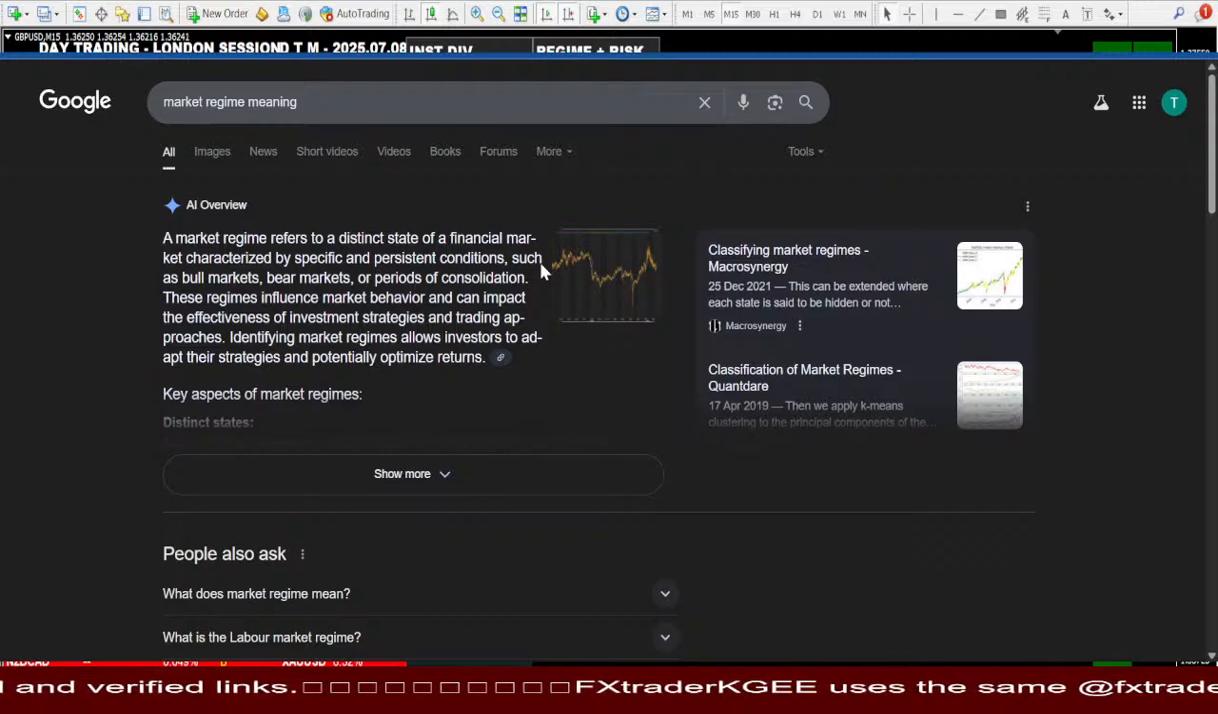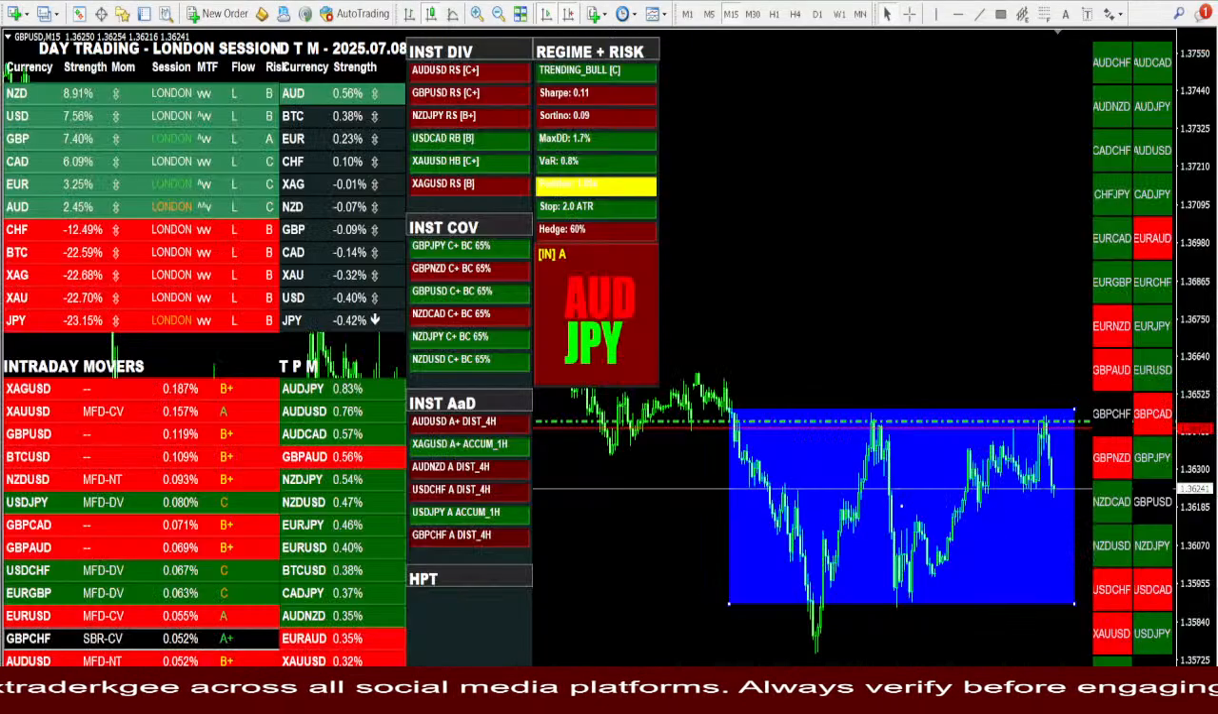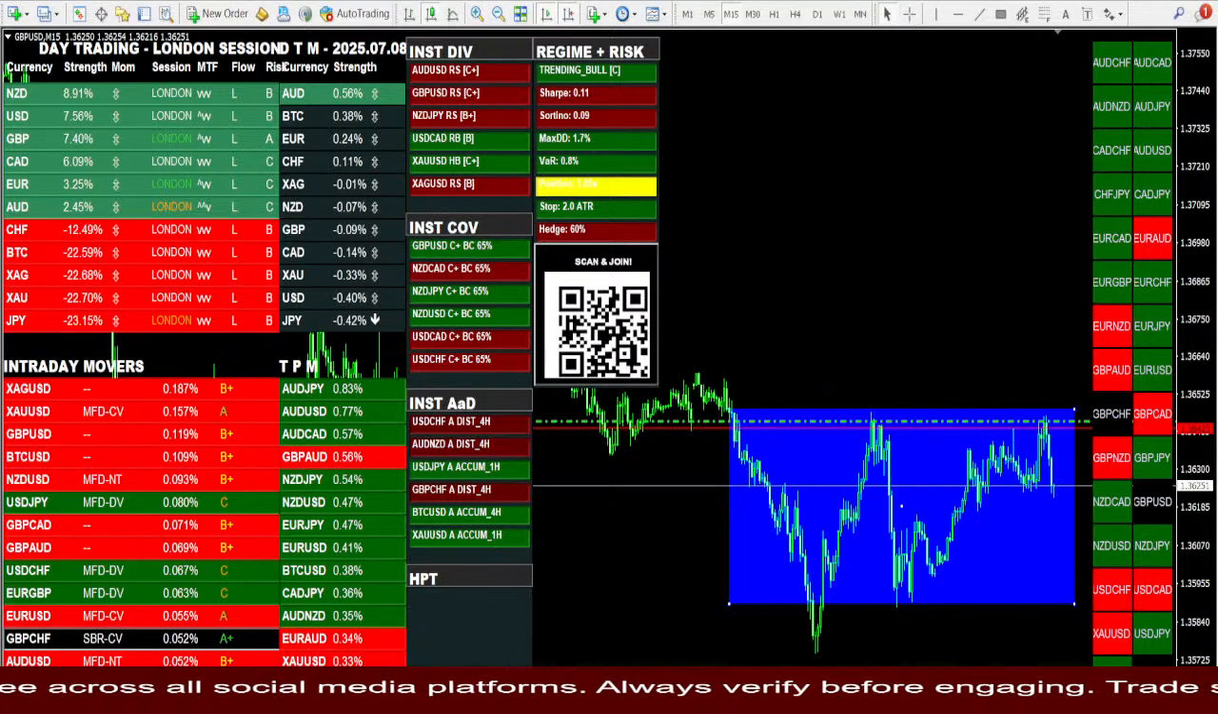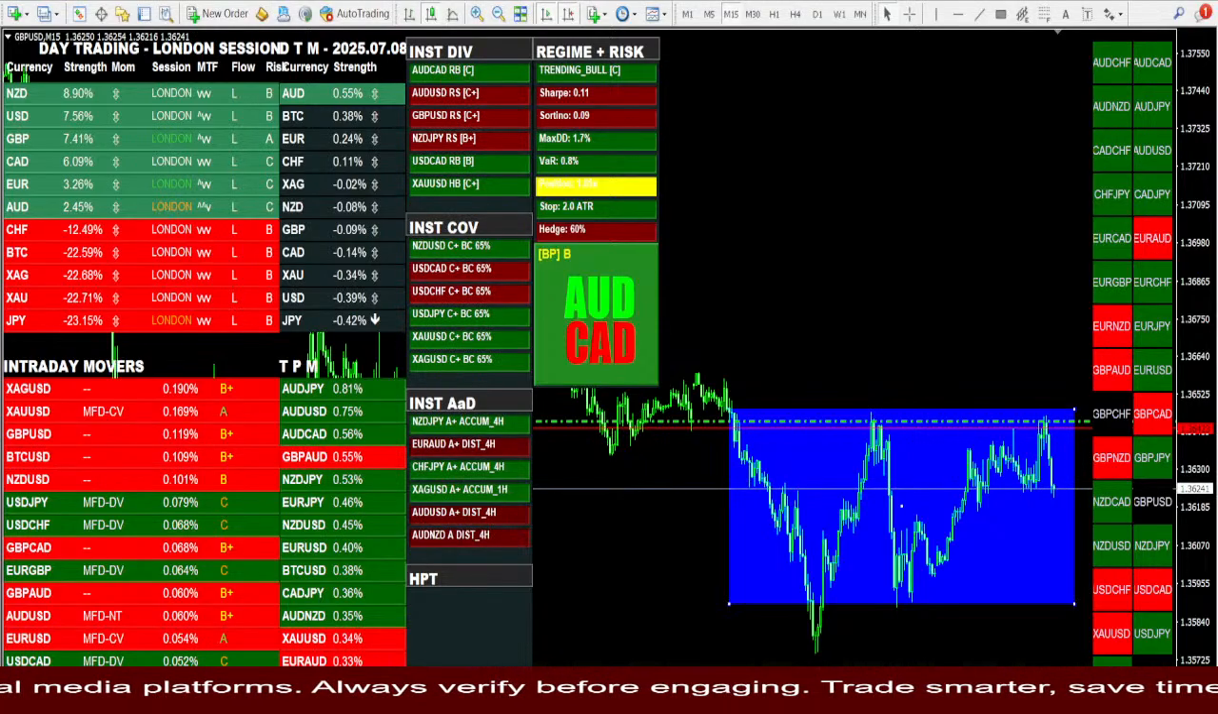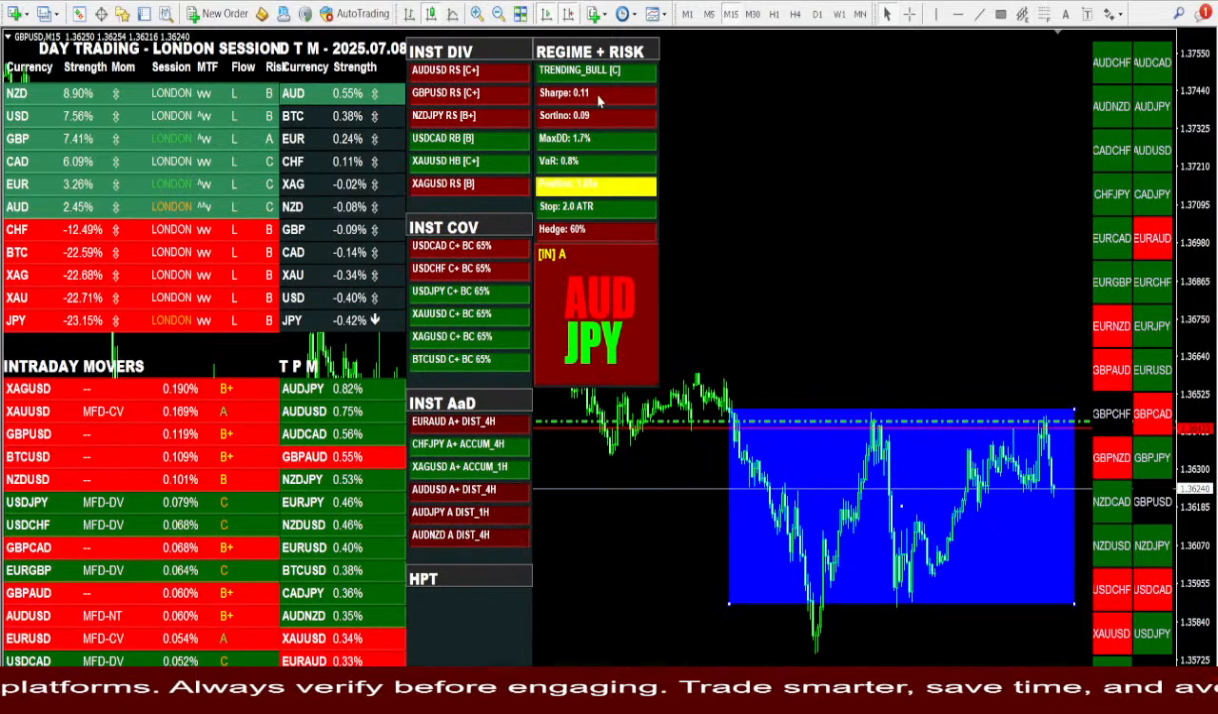Okay, so different strategies for different market regimes. It's as simple as that. It's not hard. Yes, it may look hard, but it's not really hard. So that's what market regime does. It says the bull market, the bear market, and periods of consolidation. Okay, it's trending. It says bull market, that is GBP USD overall.